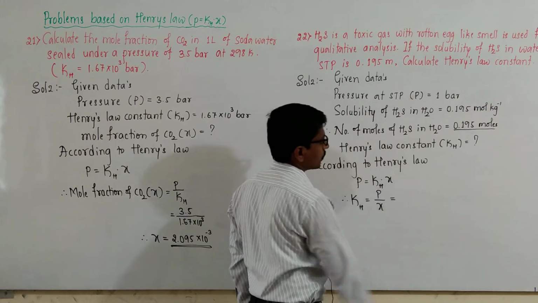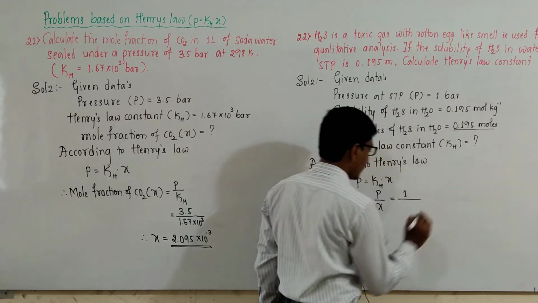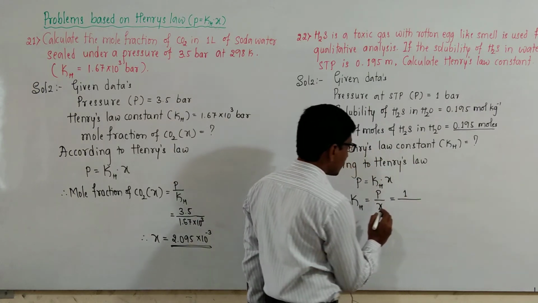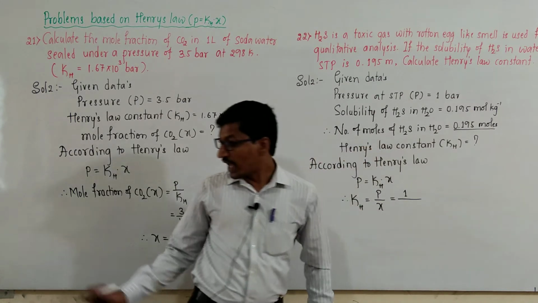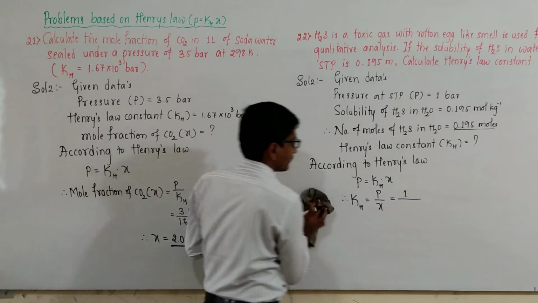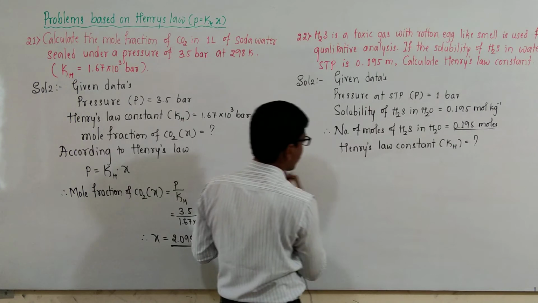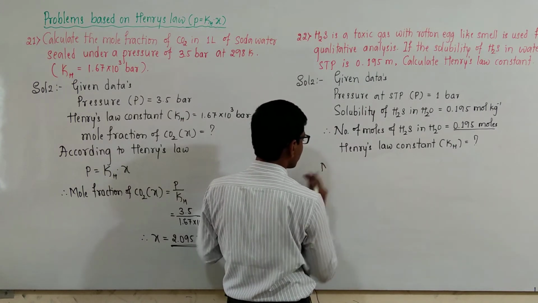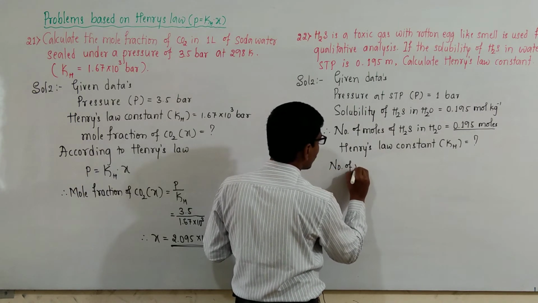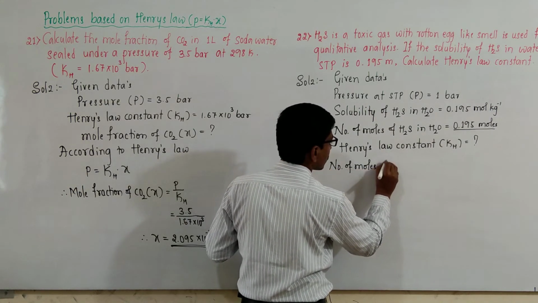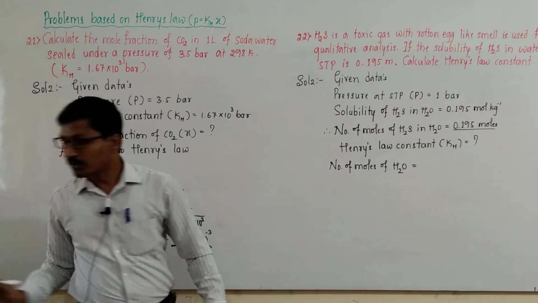This is equal to P, which is given at STP as 1 bar pressure, divided by the number of moles. The number of moles is given, and from this number of moles we have to calculate the mole fraction. For this, one more step is there. For 1 kg of solvent, let us calculate the number of moles of water.